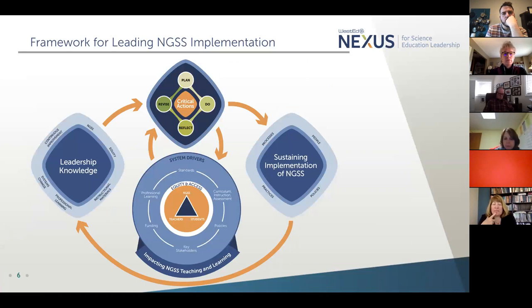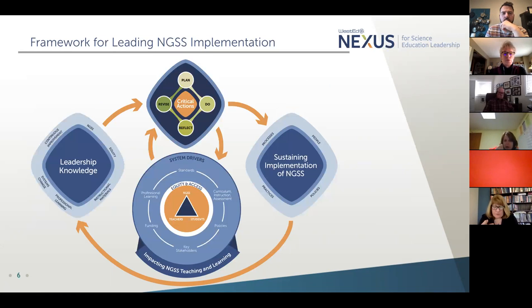The framework itself is organized into 4 overall domains, going from left to right. I'll unpack a little bit of each of these domains, and then we'll get into a little more of it in a few minutes.